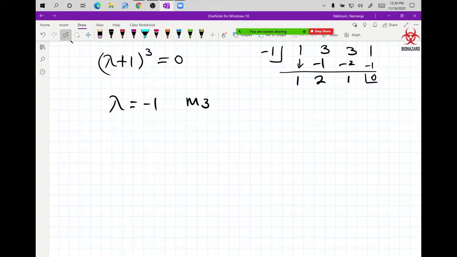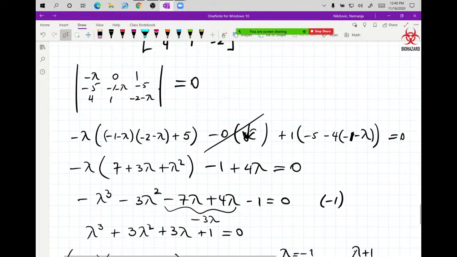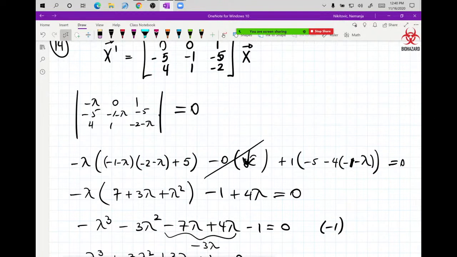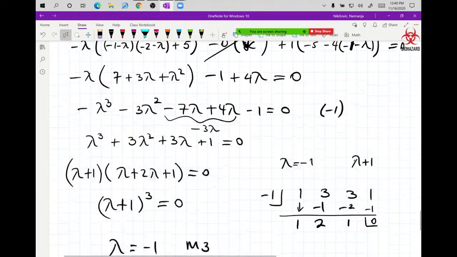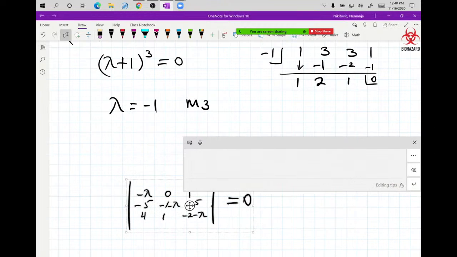All right. So let's go and see what we have for this one. So what do I have for my lambda equals -1? What's my matrix? It's all the way up here. I'm just going to copy this mess. Copy. And bring it over here. And then fix it.